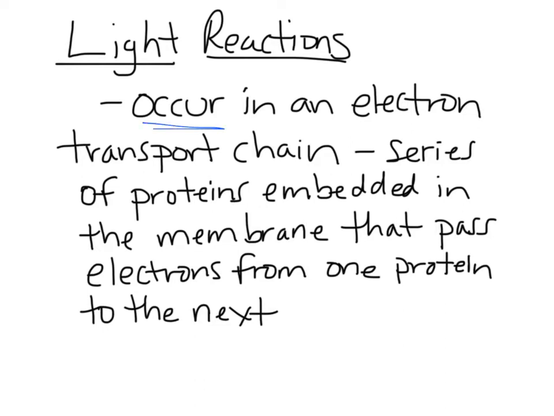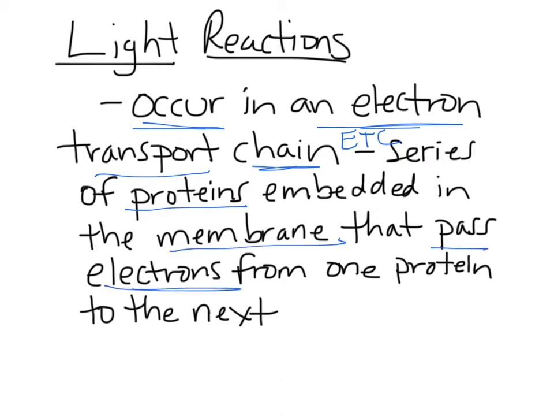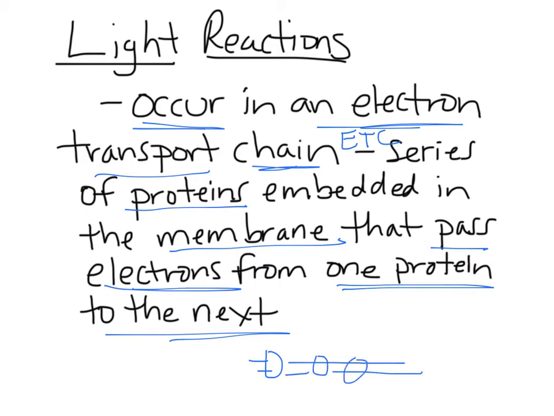So the light-dependent reaction occurs in an electron transport chain, also known as an ETC, which is a series of proteins embedded in the membrane that pass electrons from one protein to the next. So it's a series. So if we have sort of like this, with proteins embedded within the membrane, they're going to bounce from one to another.